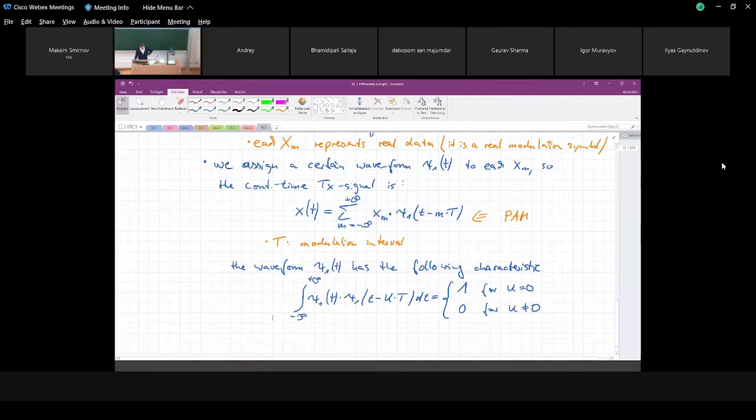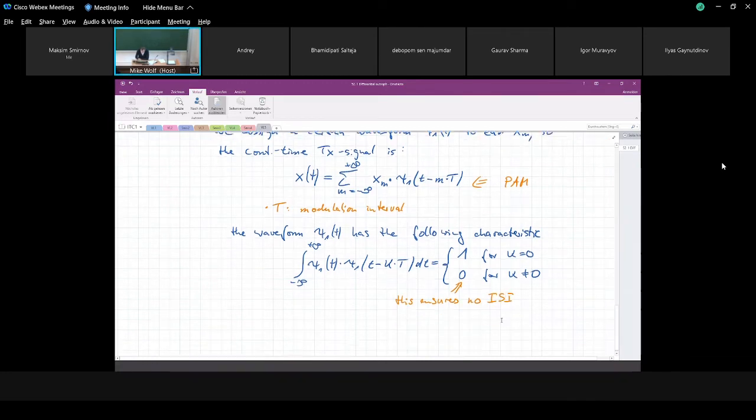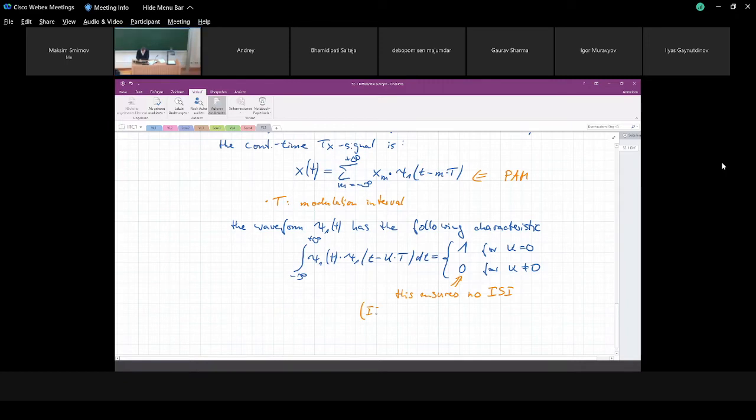This first characteristic, because you can see here psi1 squared of t dt, is just the energy of the pulse. Energy of the pulse is, in our case, 1. But this characteristic, this 0, ensures that there is no intersymbol interference between adjacent symbols at the output of the optimal detector. ISI means intersymbol interference.